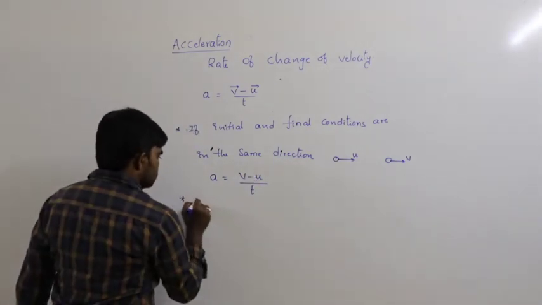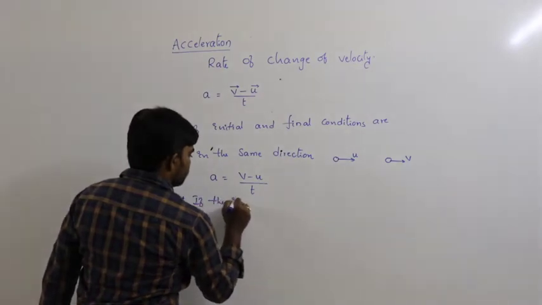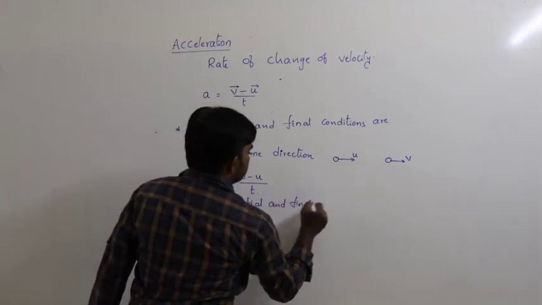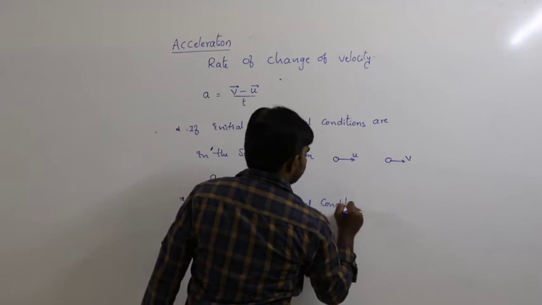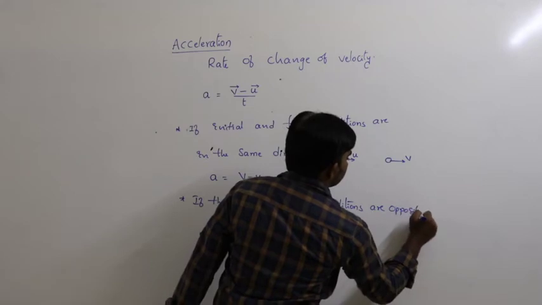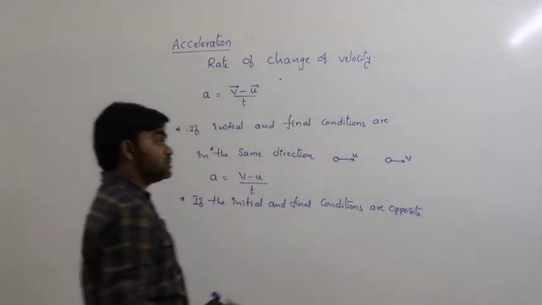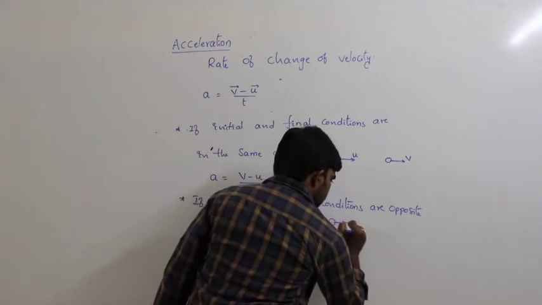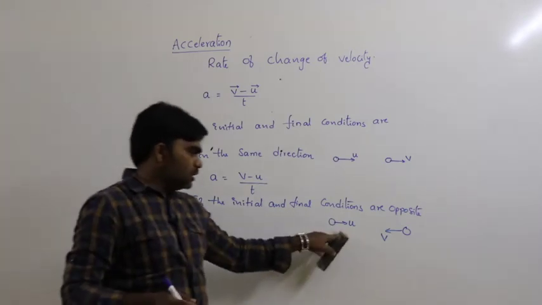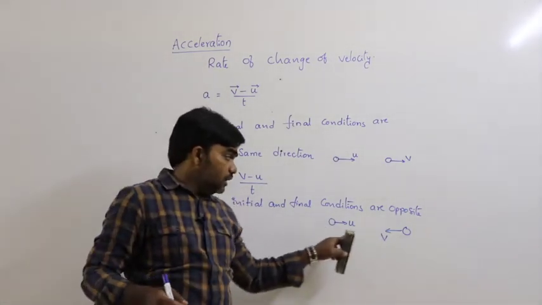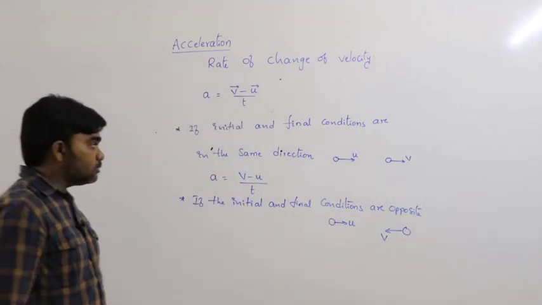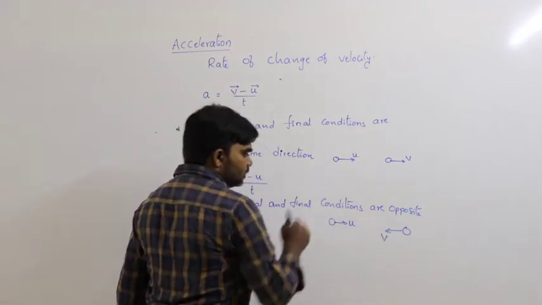For example, the next condition: if the initial and final conditions are opposite, let us say it is u and it is v. This is the initial and this is the final position. Initial and final positions are opposite in direction. If one is positive, the other one is negative.